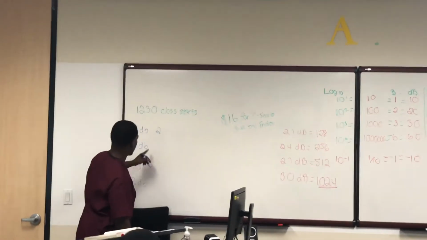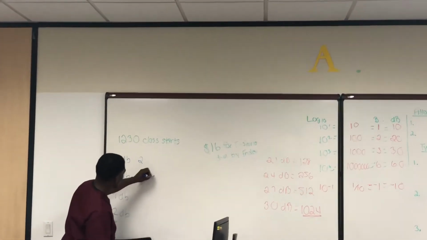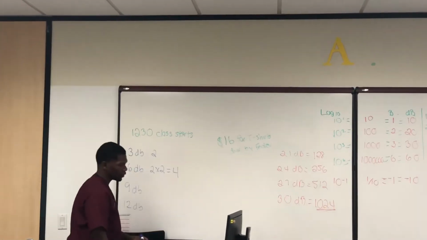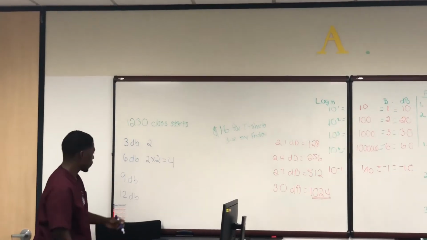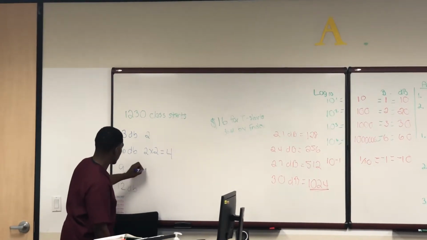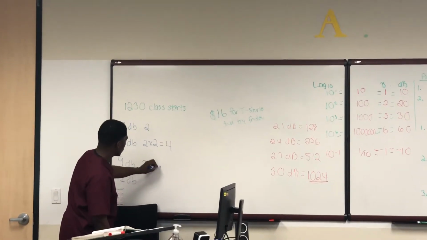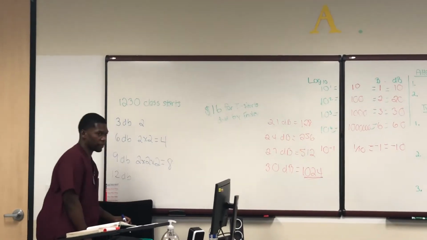All right. So increase 3 more increments. It's going to be 2 times 2. That equals 4. That means it's going to quadruple in intensity. Okay. Then add another 3 decibels. So it's going to be 2 times 2 times 2. That's going to equal 8, correct?